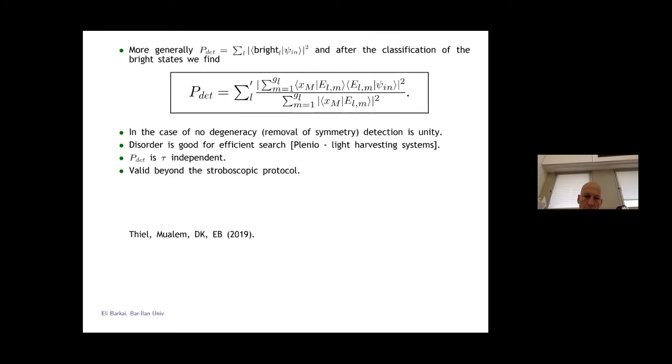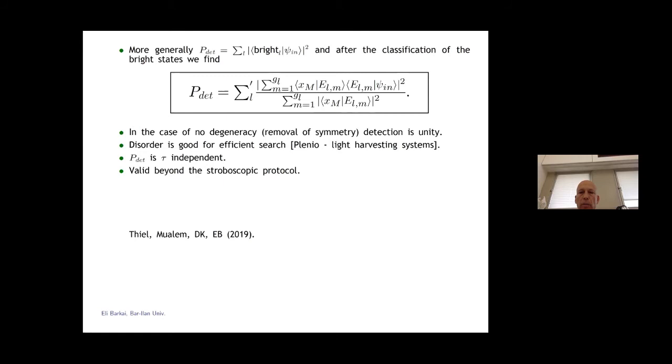Of course, we can find also an exact expression for P detection. The exact expression is not a bound. It's based on the analysis of the bright and dark states. For you guys, just look at it for a second. It's a pretty horrible equation. For me, this is a beautiful equation. It connects the eigenvalues of the Hermitian Hamiltonian of the system, the detection site Xm, and the initial condition. And you need to know all these sites. And in here, you need to sum over degeneracies, g_l. Now, the point is, if you look carefully at this formula, if in the system you have no degeneracy, then the detection probability is unity.